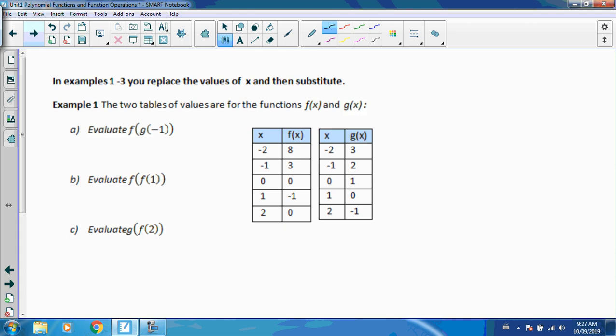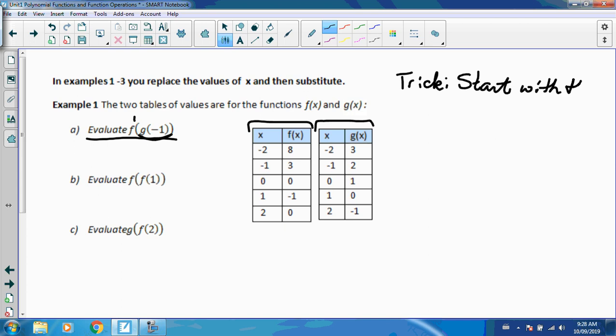So those are the skills in this lesson. In these examples, we're going to replace the values of x and then substitute. Here, we're first asked to evaluate the f of the g of negative 1. Over here I have a table of values, the first one for f of x, and then one for g of x. Our trick with all of these composite functions is to start with the inside. Okay, so that's my hint.